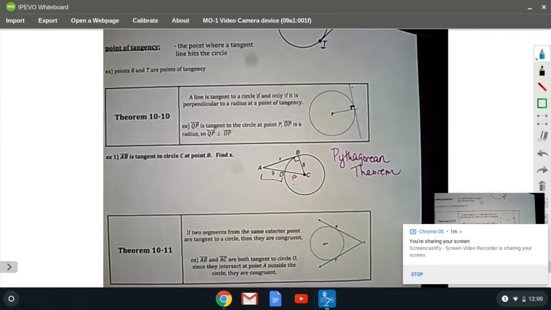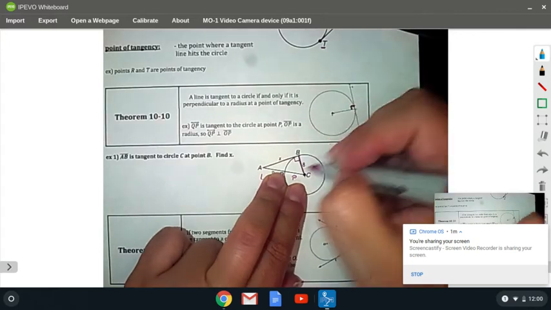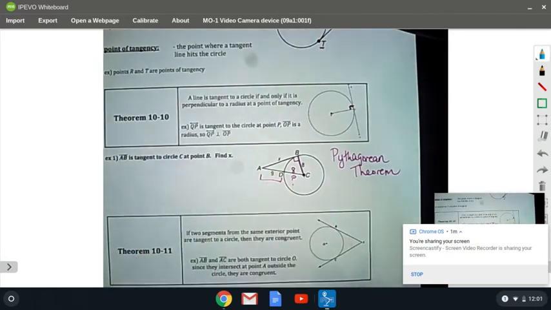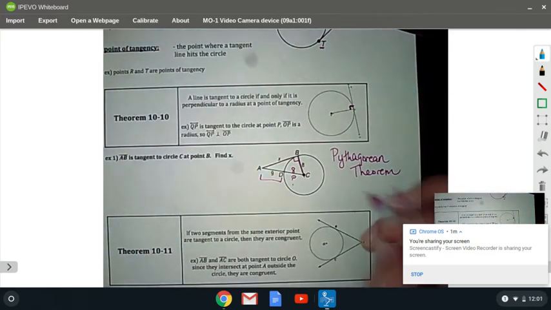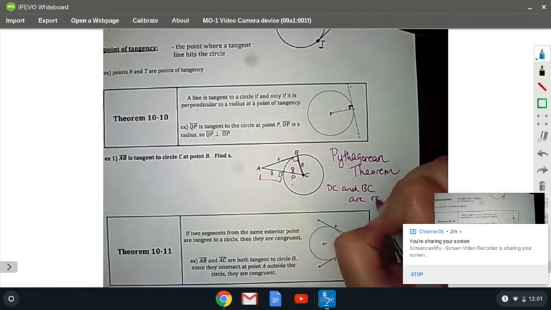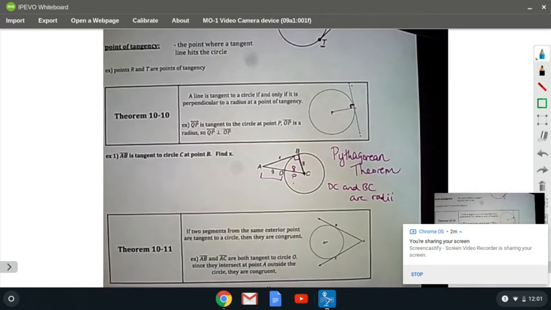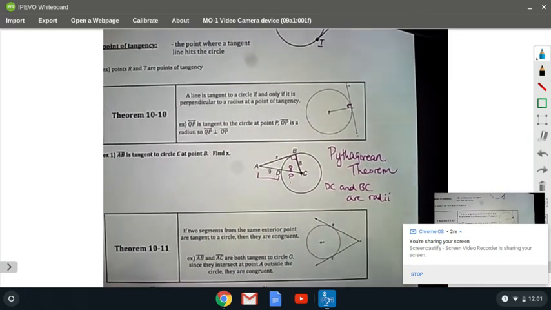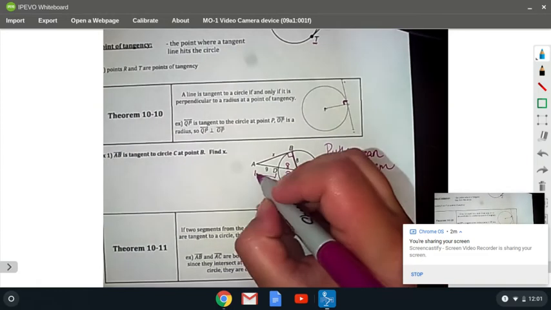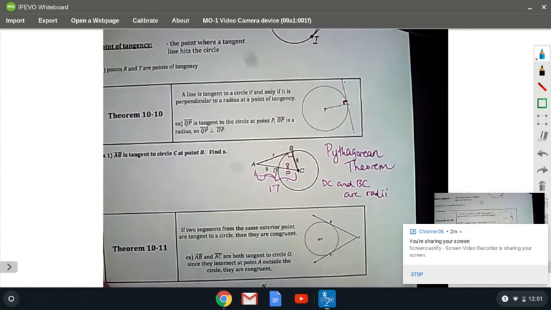You have to be able to recognize that this is a radius. This is a radius 8. This is also 8. You have to be able to recognize that these are both radii. So DC and BC are radii. Okay. Now let's go ahead and set up our Pythagorean theorem now that we know this whole side is 9 plus 8, which is 17.